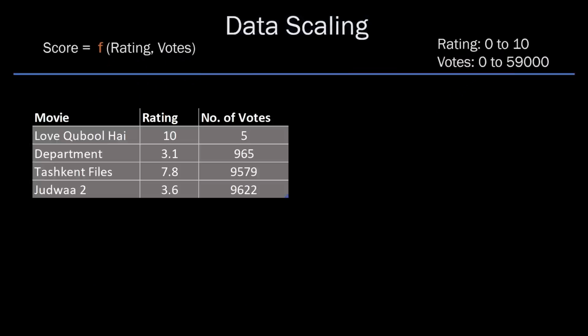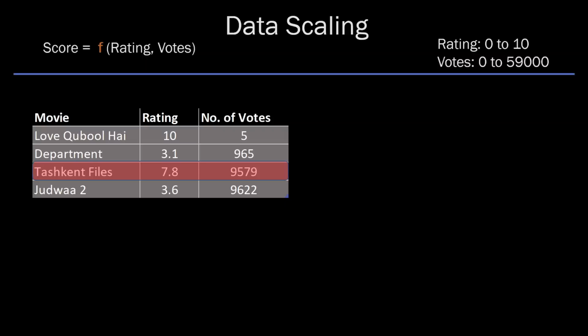Okay, so now let us understand that with some examples of these movies. There are 4 movies: Love Kabul Hai, Department, Tashkent Files, and Jurwa 2. According to you, given the rating and the number of votes, which is the best movie? I'll give you a few seconds to analyze that. I think you would have selected Tashkent Files, not Love Kabul Hai, even though its rating is 10. You would definitely not have selected Department, which has a 3.1 rating, the lowest of all, right? And also not Jurwa 2, because 9,600 people have given it a 3.6 rating.